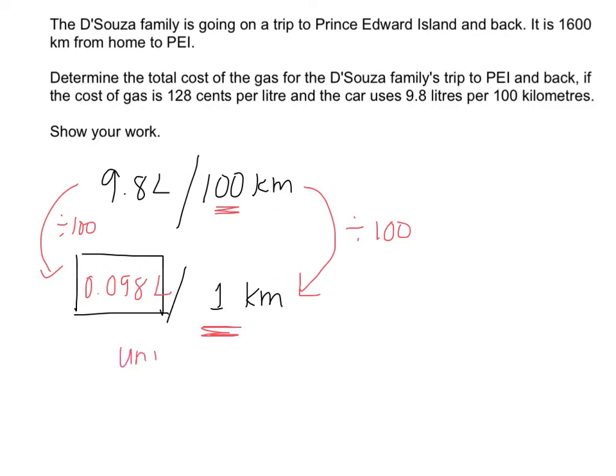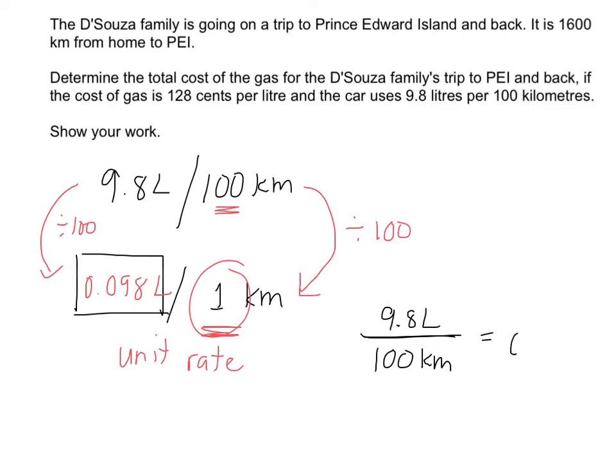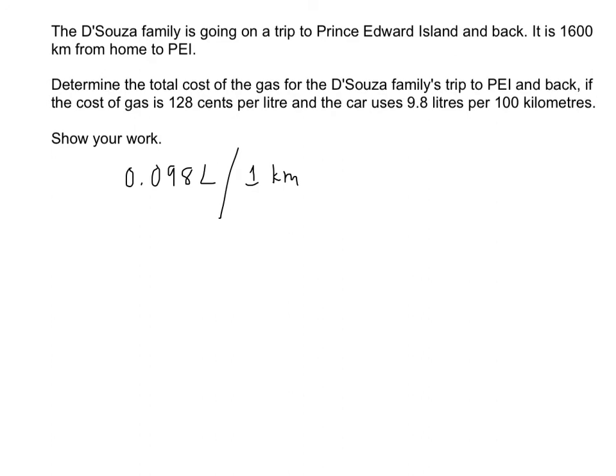This is a unit rate because it tells us the amount for every 1 kilometer traveled. To find the unit rate, what we actually did was we took the total number of liters of gas that the car uses and we divided it by the total number of kilometers traveled, which was 100. 9.8 divided by 100 is equal to 0.098. Well, now we know how many liters of gas the car uses for every 1 kilometer. How can we use this information to help us answer the question?